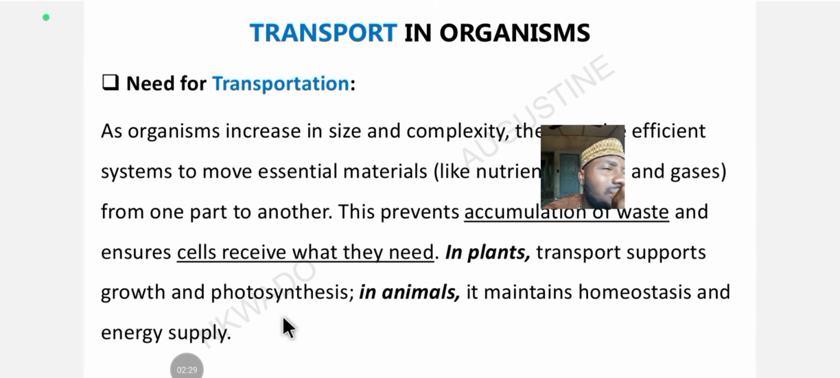So, what is the need for transportation? To prevent accumulation of waste and also to transport nutrients to every part of the living organism where those nutrients are needed. These are the primary functions of transportation in living organisms. For plants, transport supports growth and photosynthesis, while in animals, it maintains homeostasis, which is the regulation of the internal environment to maintain constants, ensuring that there is constant function of the internal environment. Everything that is going on inside our body, that's homeostasis.